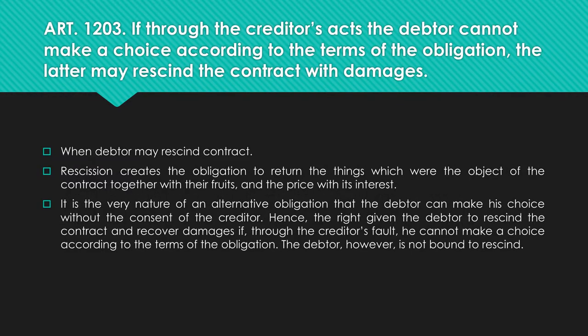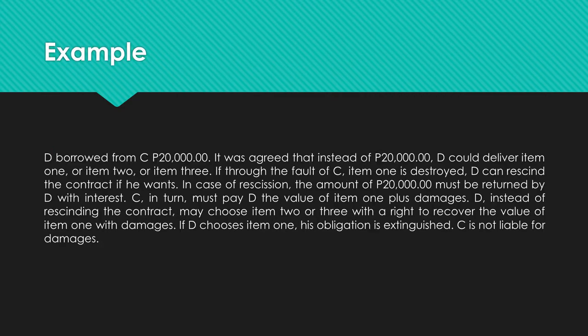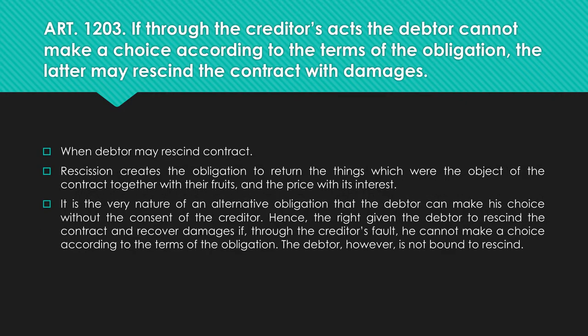When the debtor may rescind the contract, the rescission creates the obligation to return the things which were the object of the contract together with their fruits and the price with its interest. That's why dito, kung ipaparescind ni D yung contract, isusolid niya yung 20,000 plus the interest. The interest is the fruit.